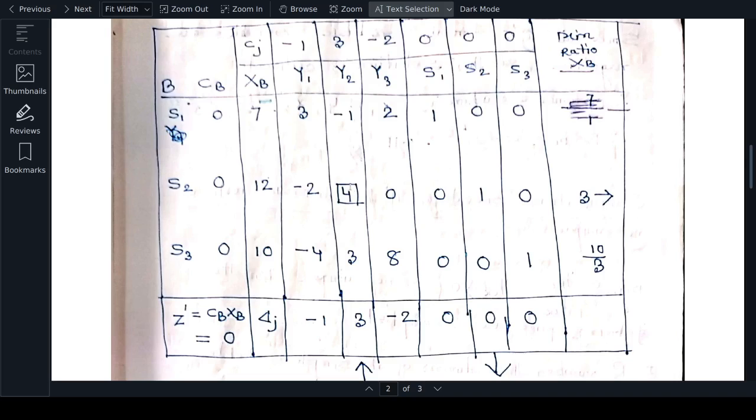Okay. So pivot element, how to consider? Intersection of minimum ratio row and incoming vector. So minimum ratio row is S2. Then incoming vector will be Y2. So where they intersect is element 4, and I have marked it by a square symbol. So 4 is our pivot element, or sometimes this is called the key element. Pivot element or key element.